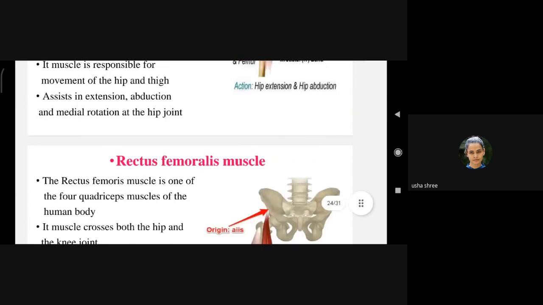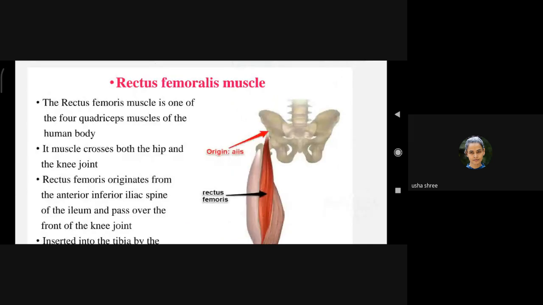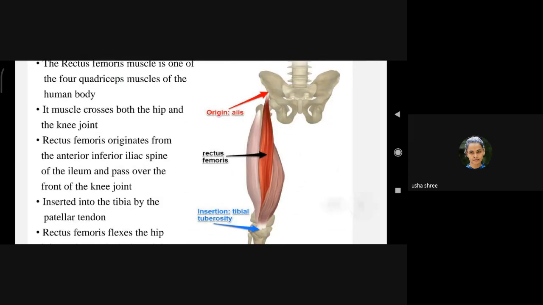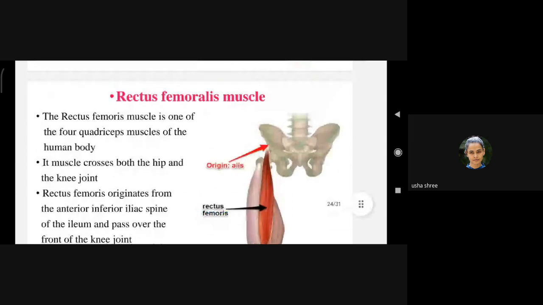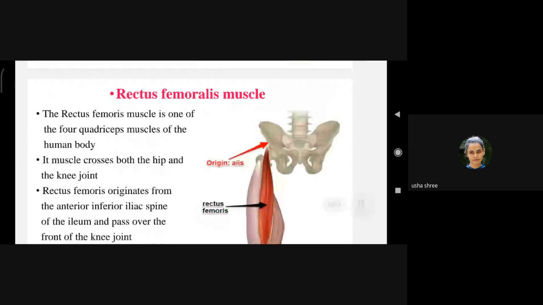Now, the rectus femoris muscle. The rectus femoris muscle is one of the four quadricep muscles of the human body. We have already discussed the quadricep muscle, so the rectus femoris is one of those quadricep muscles. Sorry, there is a grammatical mistake here. This muscle crosses both the hip and knee joint.